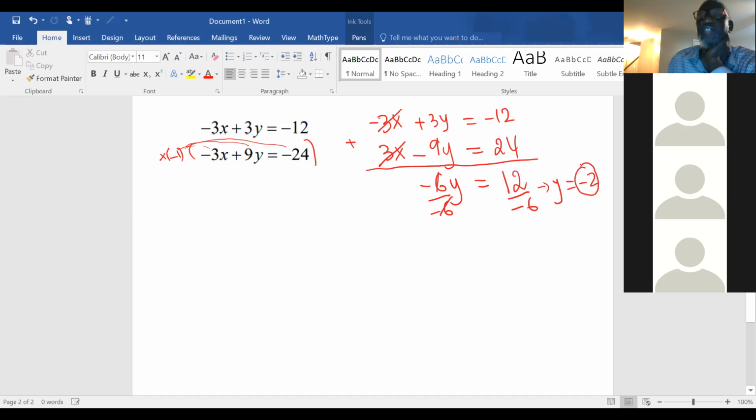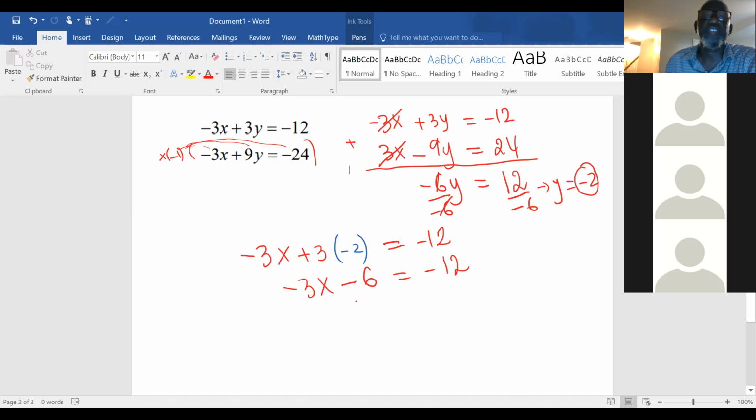What did you do next with this Y? I substituted the Y in the first equation, negative 3x plus 3y, with negative 2. So now it would be negative 3x plus 3 times negative 2 equals negative 12. That gives negative 3x minus 6 equals negative 12. Then I added 6 on both sides, and that canceled out. I got negative 3x equals negative 6. Then I divided by negative 3 on both sides and got x equals 2.